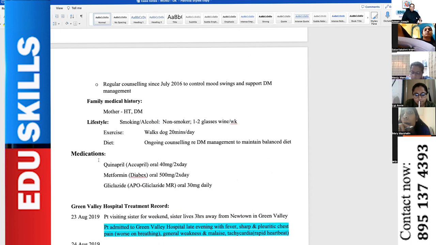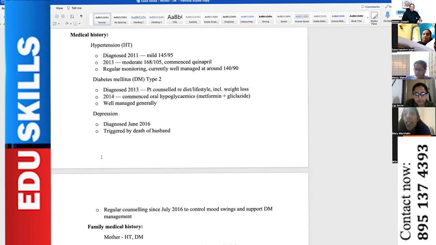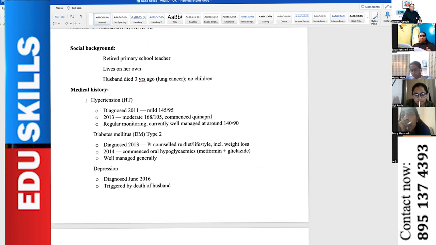Medical history. Medications. Yes. Before that, we'll come here. Medications. Medical history. Yeah. Hypertension. Diabetes. Okay. It is well managed. What does it say? Well managed, which means these things are not required. Well managed means we don't require the details. Okay. Then you have diabetes mellitus.